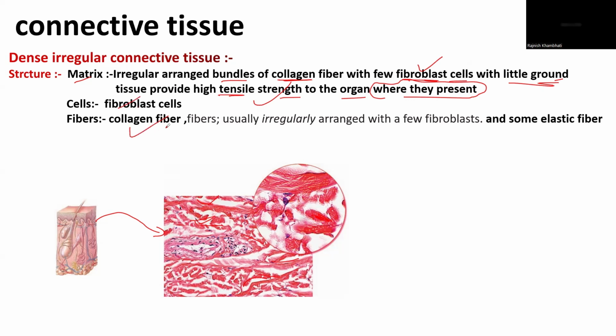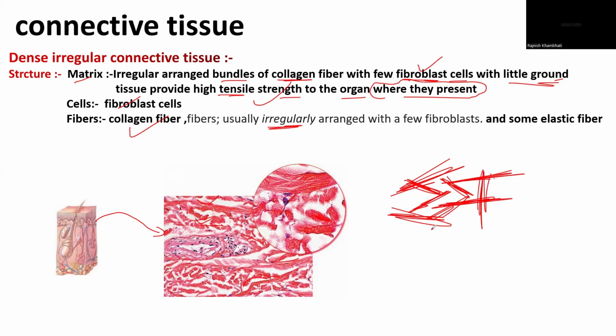Fibers are collagen fiber. But fibers are irregularly arranged, like this. Okay? Like this, irregularly arranged anywhere. So these are the fibers, but irregular. And some elastic fibers are also present, yellow fiber, but very little amount.